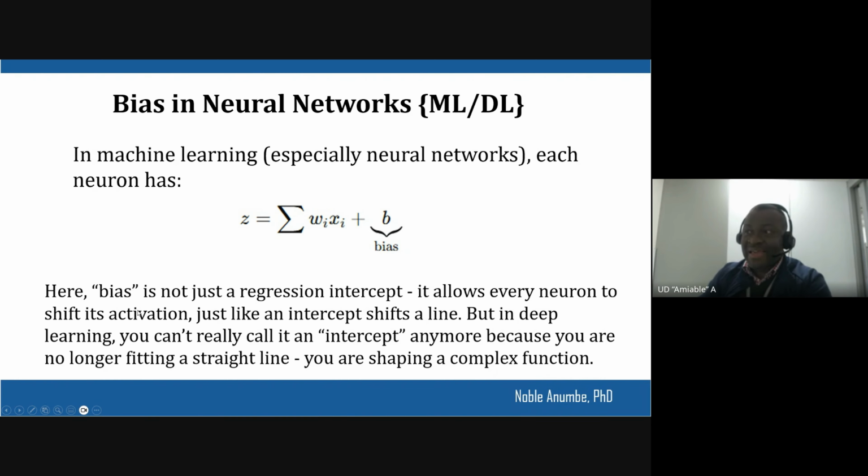Bias and intercept are essentially the same thing, but it says for neural networks, when we're talking of each of those neurons, here bias is not just a regression intercept. It allows each of those neurons, remember the circles, to shift its activation just like an intercept shifts a line. So while in the straight line it is just shifting the line, in this particular place it is shifting its activation. What does it mean to shift an activation? Remember I told you that you have so many neurons in your brain, not all of them are firing at the same time.